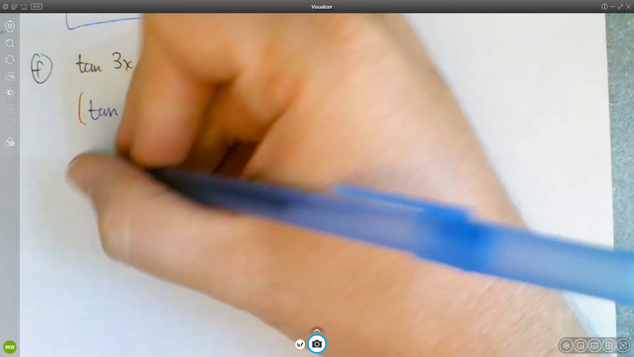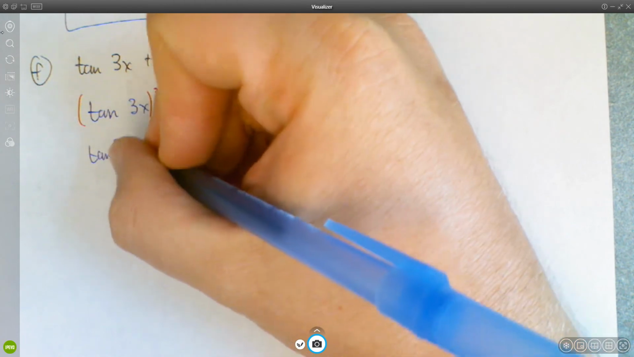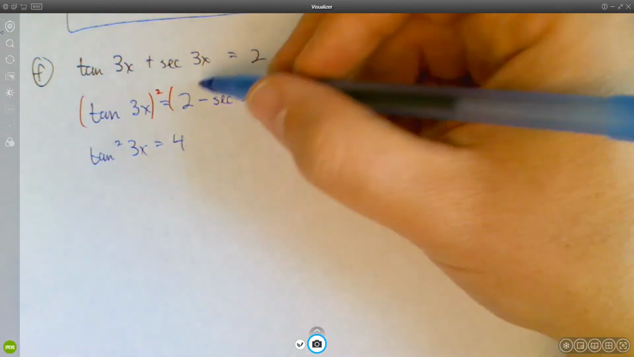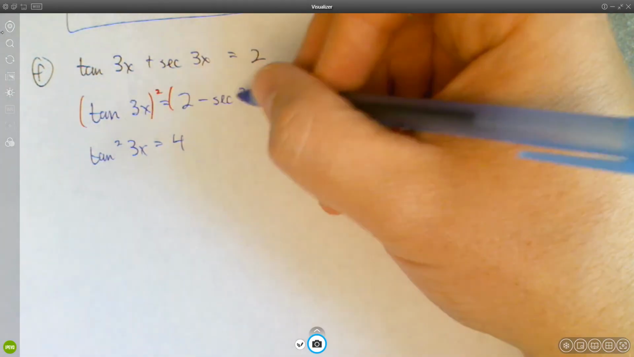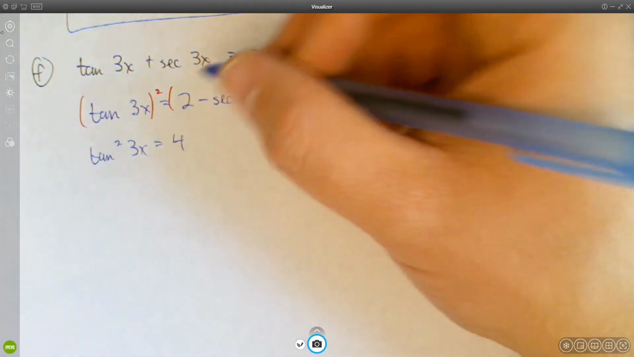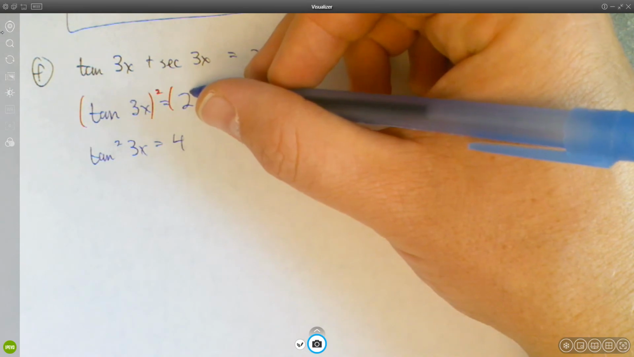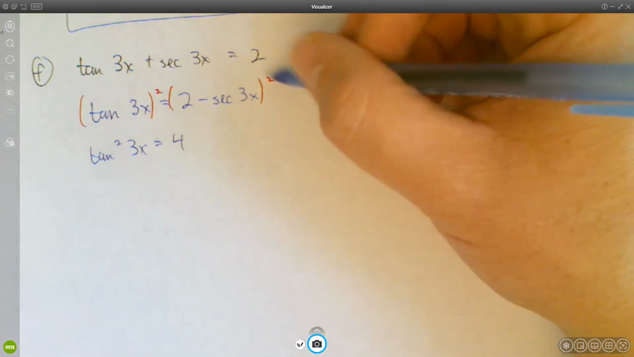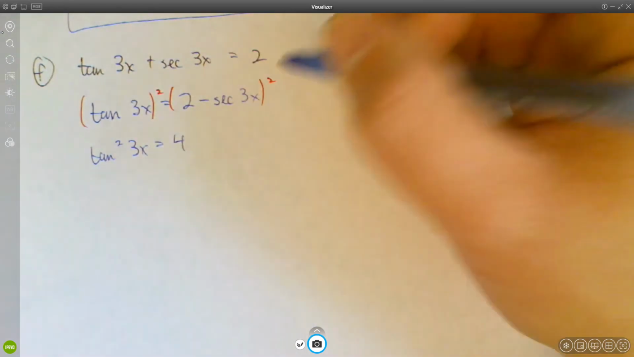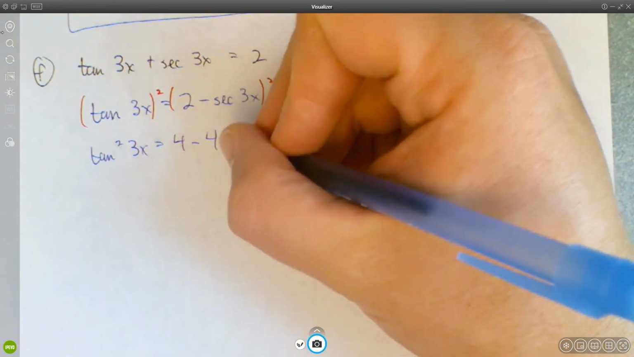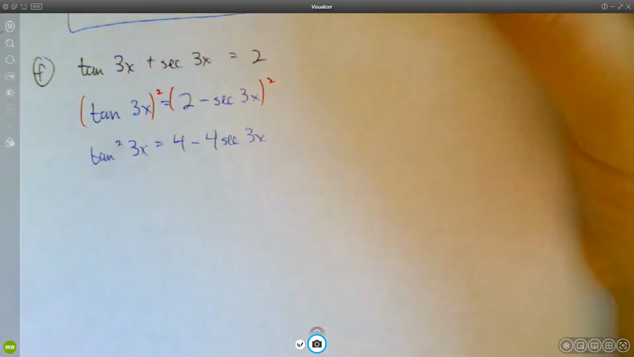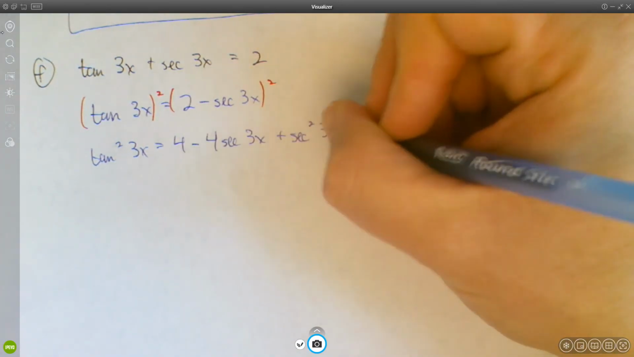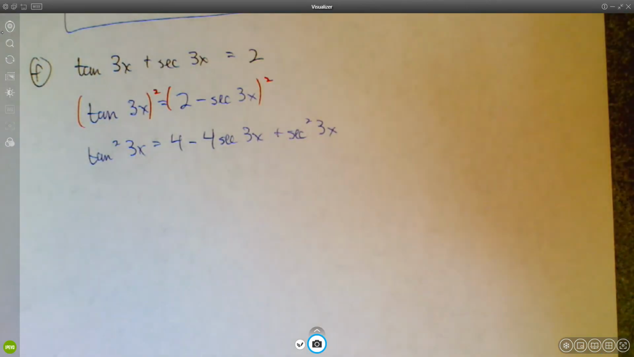On the left-hand side, well, that's just tangent squared 3x. On the right-hand side, I'm going to get a 4, 2 secant 3x, and then right. So when I do the inner, I'm going to get a 2 secant 3x, and then when I do the outer, I'm going to get another one. So it's going to be minus 4 secant 3x, and then I'm going to have a positive secant squared 3x, right? So you've got to FOIL it.